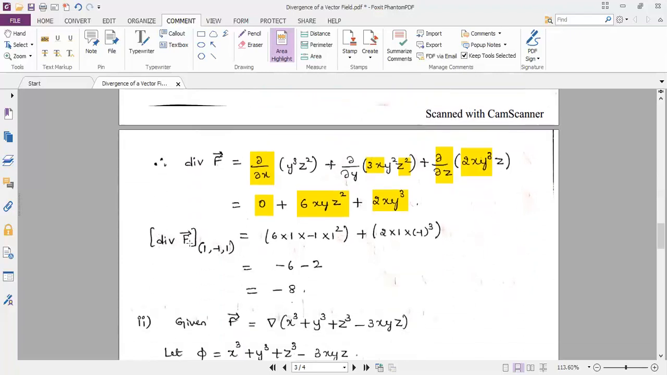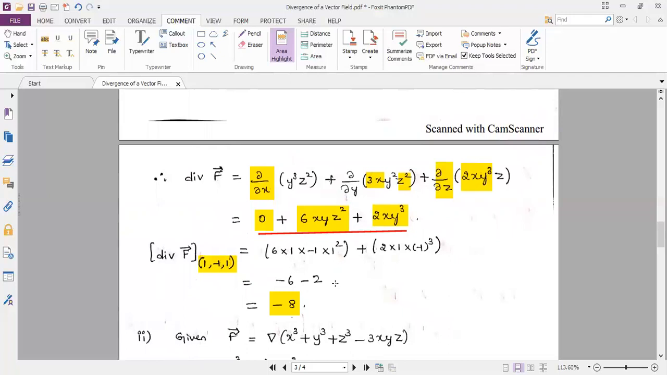Now we need to evaluate divergence of vector f at the given point. The given point is 1 comma minus 1 comma 1. So we will be substituting x is equal to 1, y is equal to minus 1, z is equal to 1 in the above expression, that is 6xyz square plus 2xy cube. In this, when we substitute x, y, z, we get the answer as minus 8. So the required answer for divergence of vector f at the point 1 comma minus 1 comma 1 is minus 8.